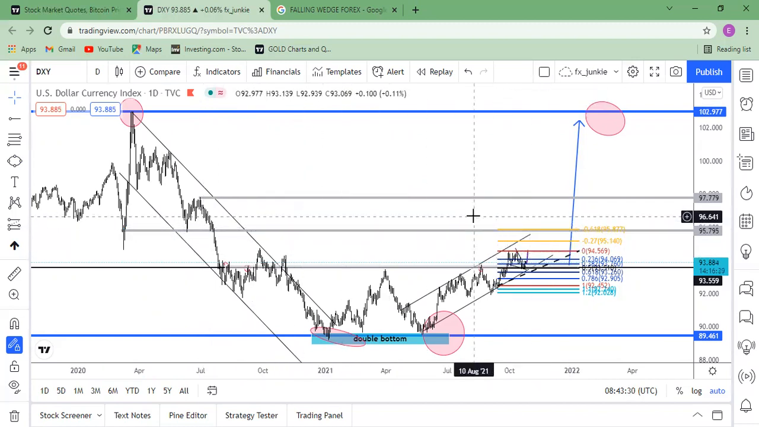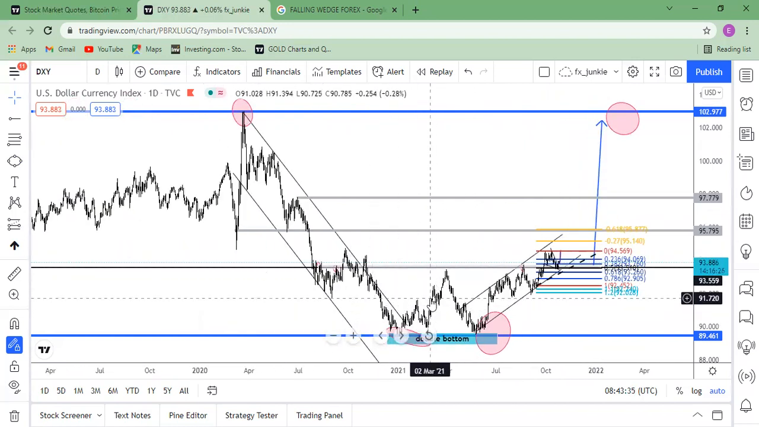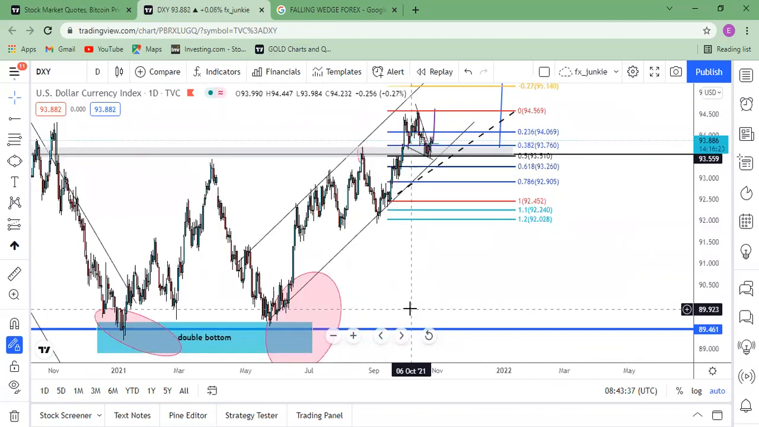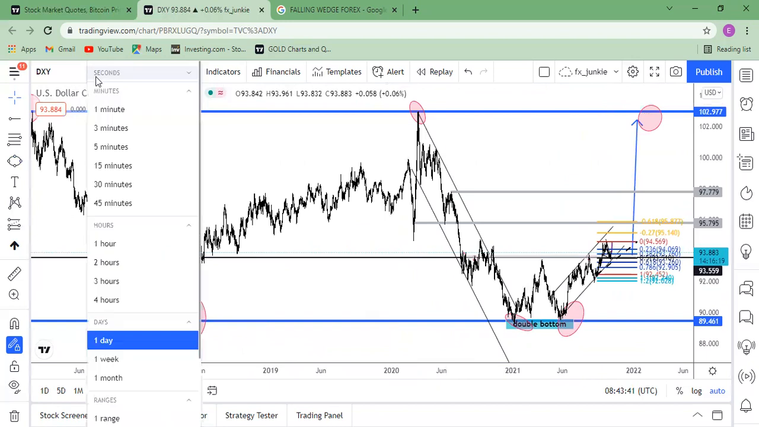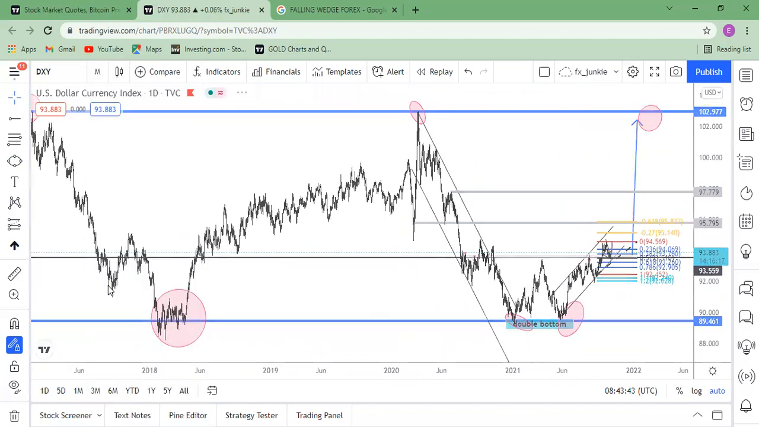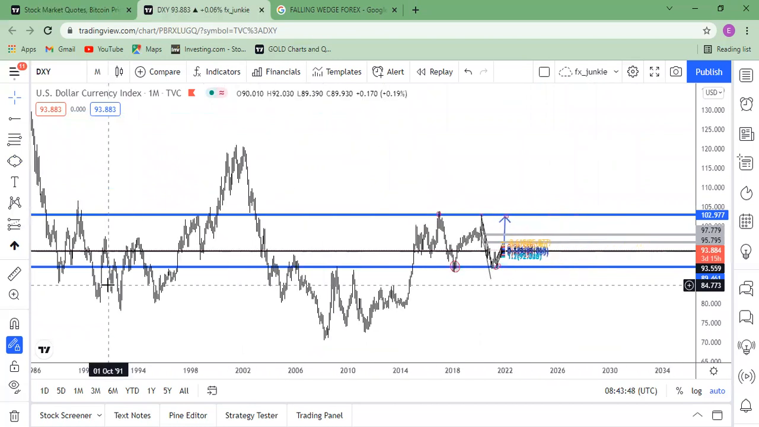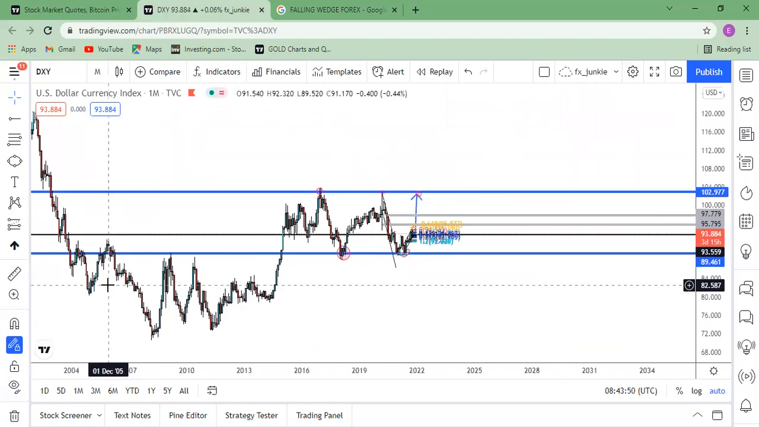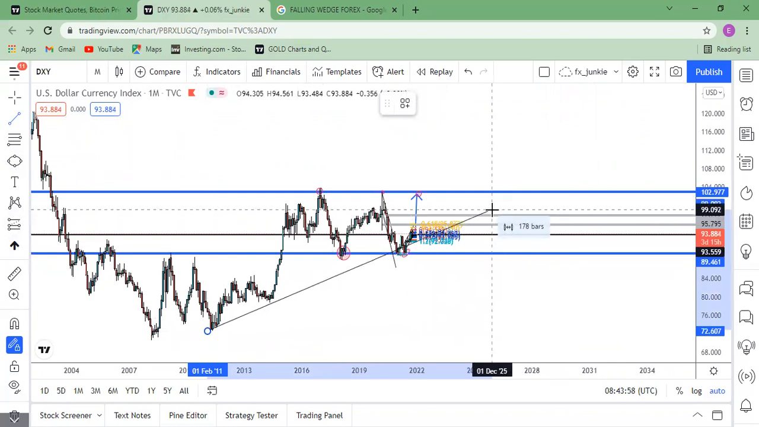But in this case, we're looking for a continuation because we have a double bottom on a major level of support or a demand zone. So we're anticipating another touch to the supply zone and a possible continuation to the upside. I'm gonna just zoom out to the monthly and see exactly what we can anticipate. The dollar is very, very low. Let me see if we also hit a support level, and yeah, we are.